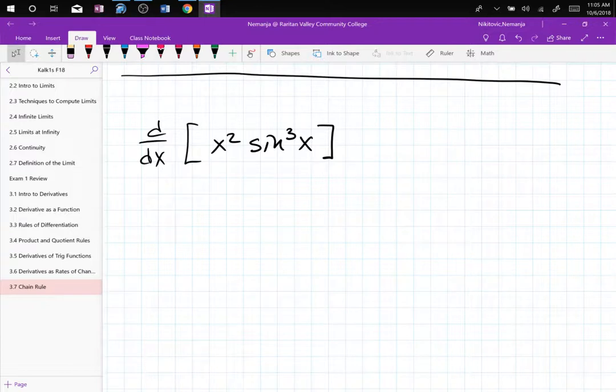Separate x squared and sine 3x. Okay, so they're set in the product rule. So would you do product rule first? Because you know that sine cube is a chain, right? That's obvious. So do we have a product rule as a main or chain rule as a main in this one? Start with the chain rule?